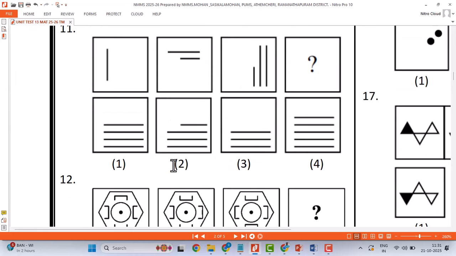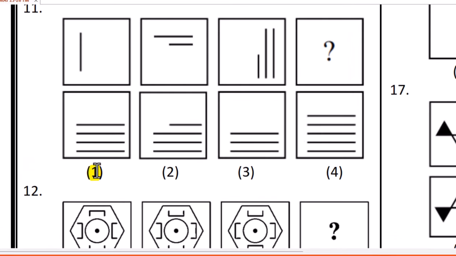Question 11. Correct answer: 1. Explanation. The top and bottom panels follow separate patterns. Top panel: the number of lines increases by 1, 1, 2, 3, 4, and their orientation alternates.